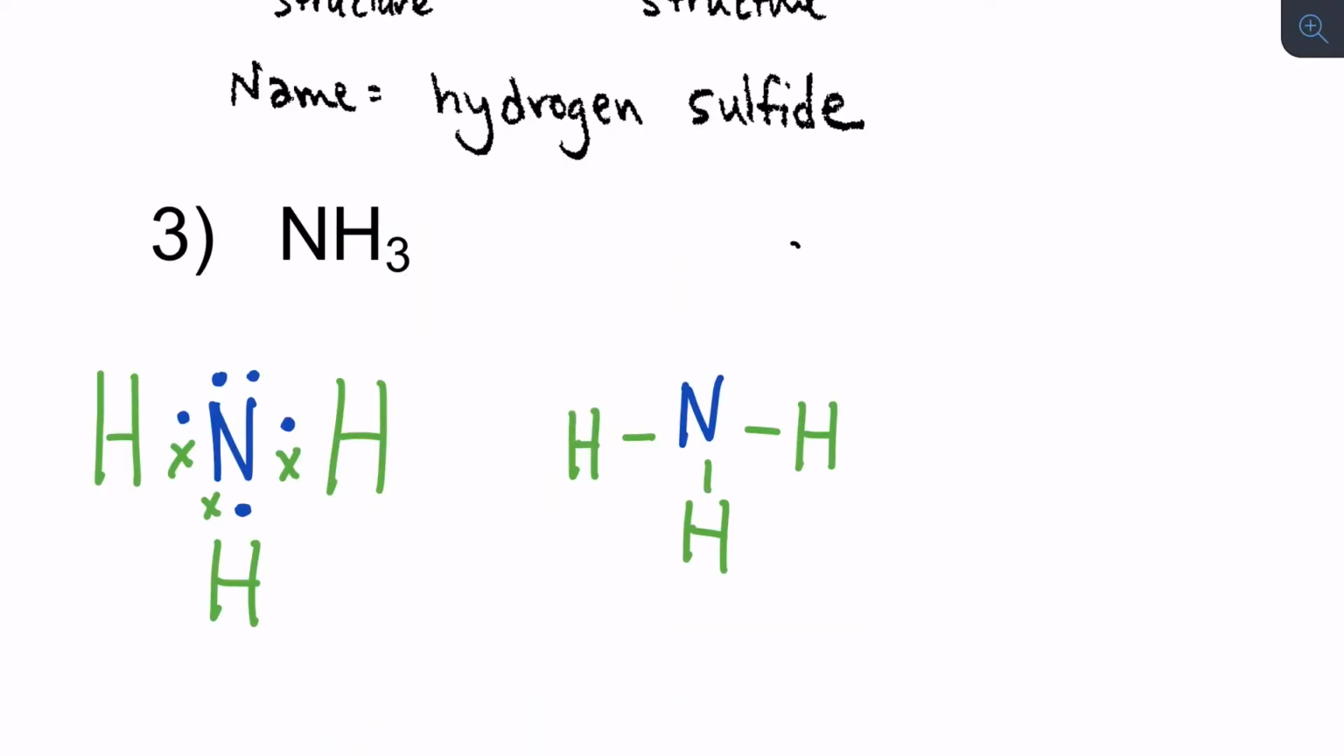So let's look at number 3. Number 3 is NH3, and this has a special name, ammonia. This compound, ammonia, is named for the Egyptian god Ammon. It was at his temple that they extracted the salt, and so they named it ammonia. So this one just has a special name, just have to know it.